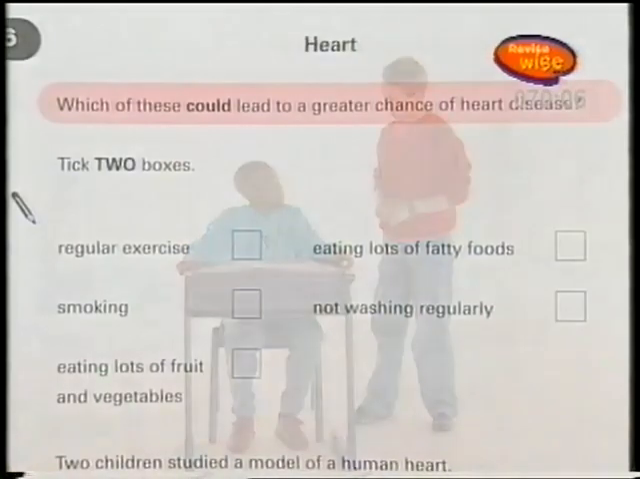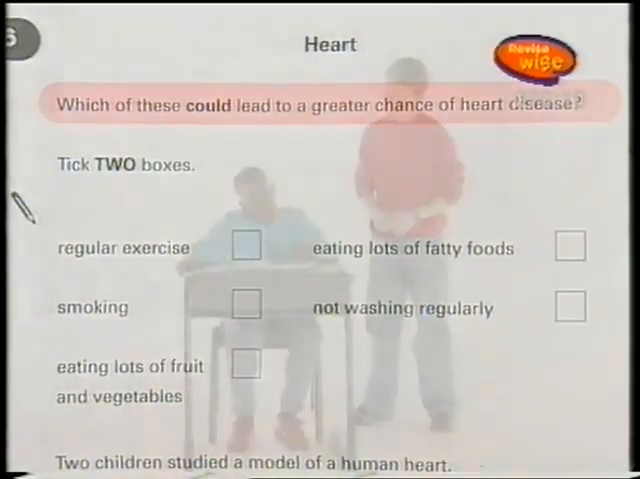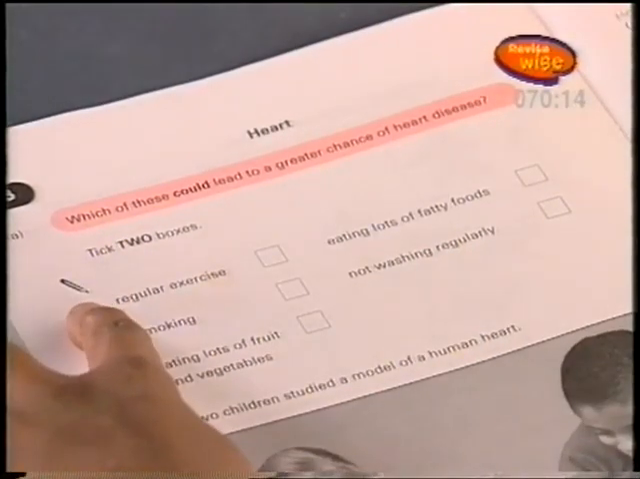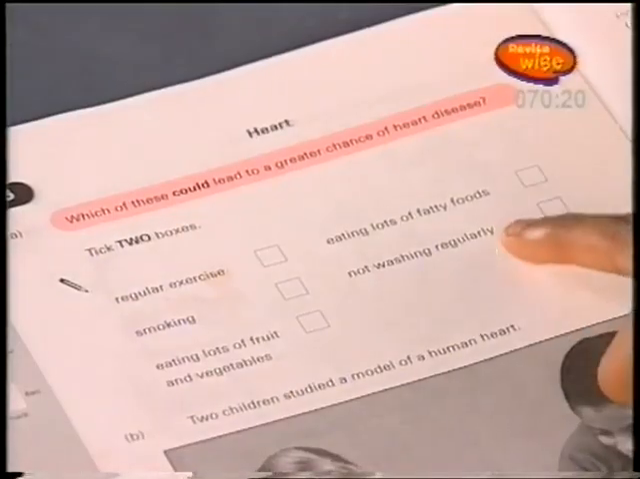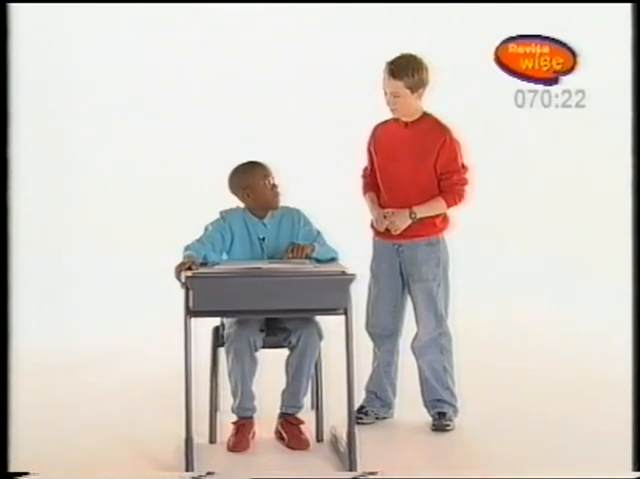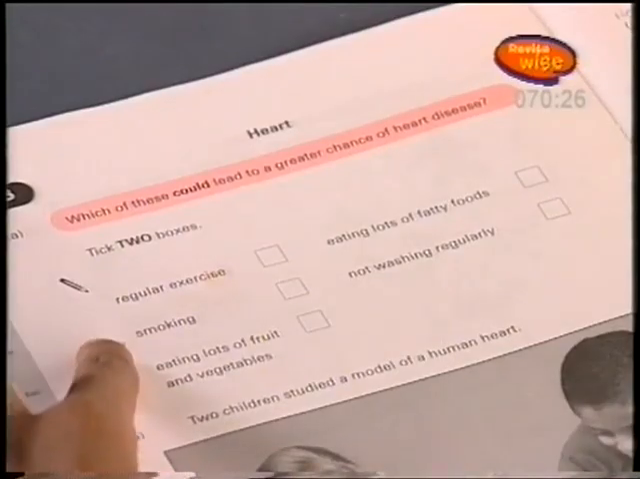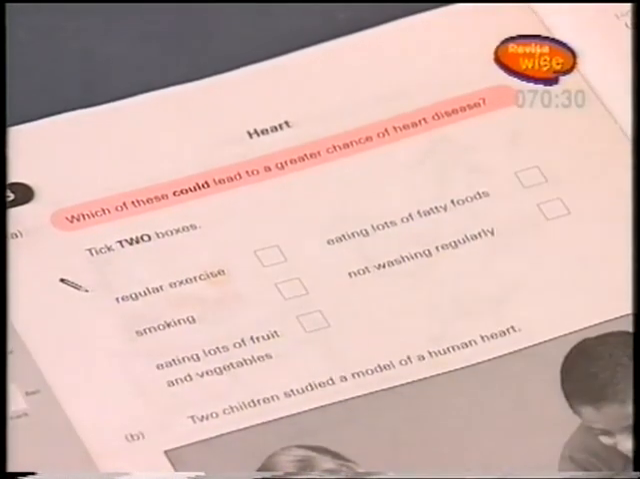Yeah, no problem. I have to tick the boxes next to the things that could lead to a greater chance of heart disease. It's not regular exercise, because that's good for you. And it's not eating lots of fruit and vegetables, because that too is very good for you. And it's not washing regularly, because that makes you smelly, but that has nothing to do with the matter. And it's smoking and eating lots of fatty foods. And why do you think that?